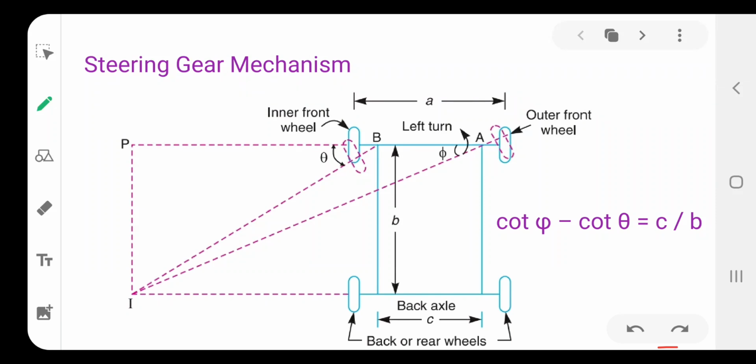Hello students. In this lecture, we are going to discuss a steering gear mechanism. For this particular topic, I selected this diagram from R.S. Khurmi's book of Theory of Machines.